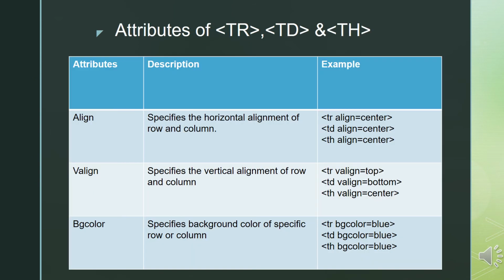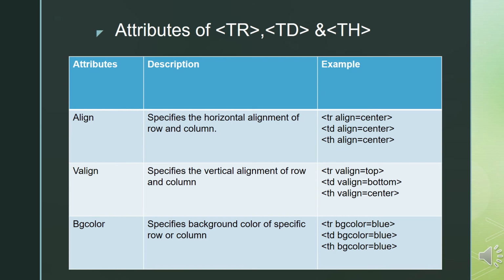Let's look at the attributes which are common to TR, TD and TH tag. The first attribute is the align attribute. It specifies the horizontal alignment of a row or column. By default, alignment is left. So the align attribute can be part of all four tags, that is table, TR, TD and TH. Again, the alignment value can be left, right and center in a horizontal way.